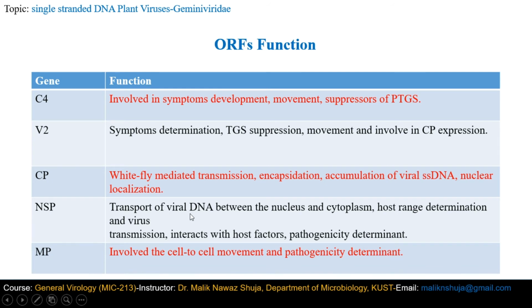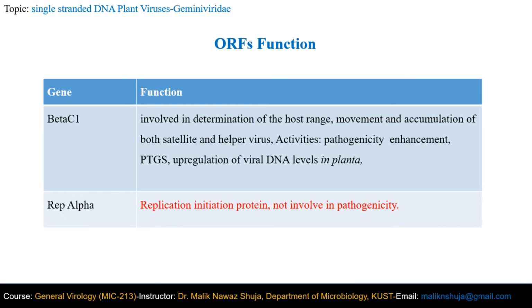Nuclear shuttle protein transports viral DNA between the nucleus and the cytoplasm. It is also involved in host range determination and virus transmission. It also interacts with host factors and is considered a pathogenicity determinant like TrAP, C4, and betaC1 gene. Movement protein is involved in cell-to-cell movement and is a pathogenicity determinant. So all genes are responsible for more than one type of activity.